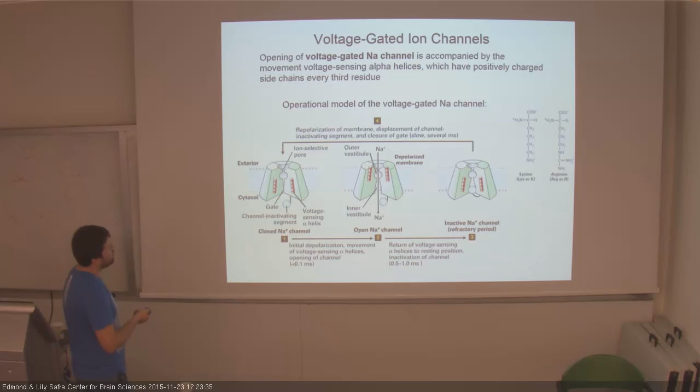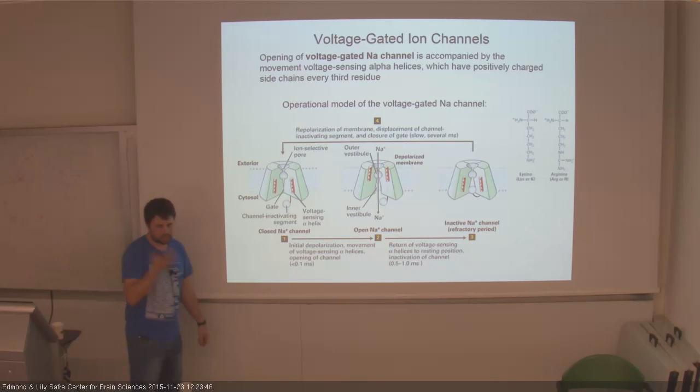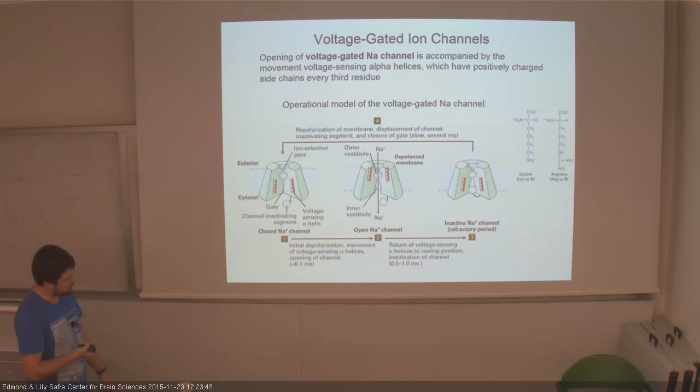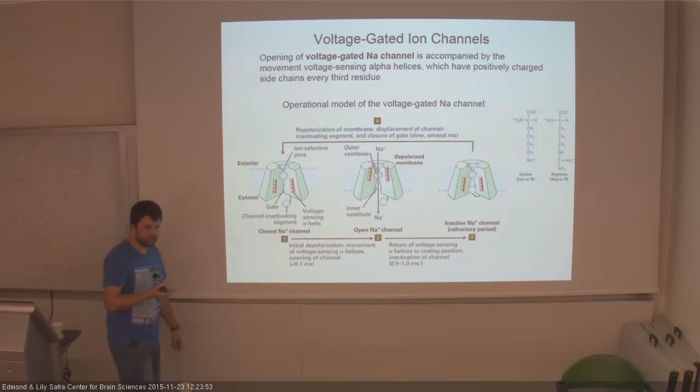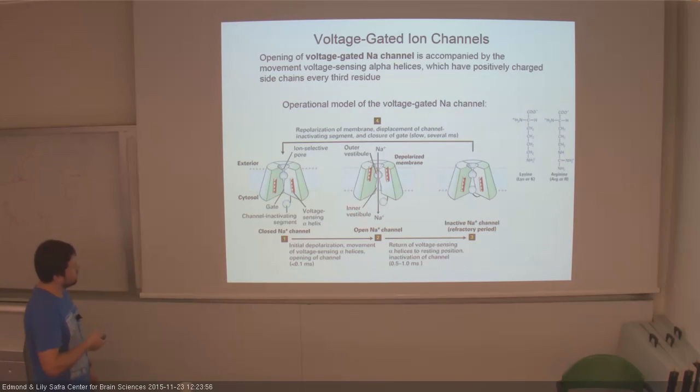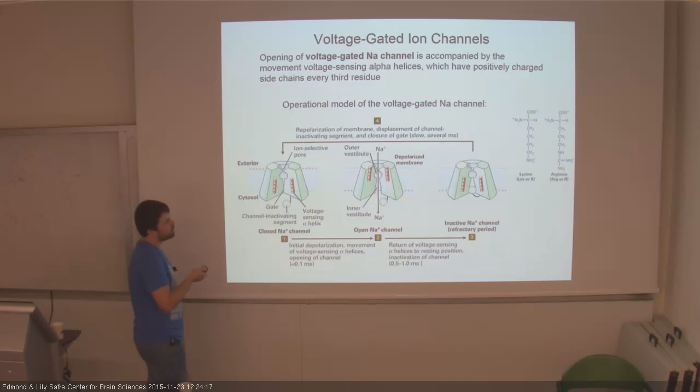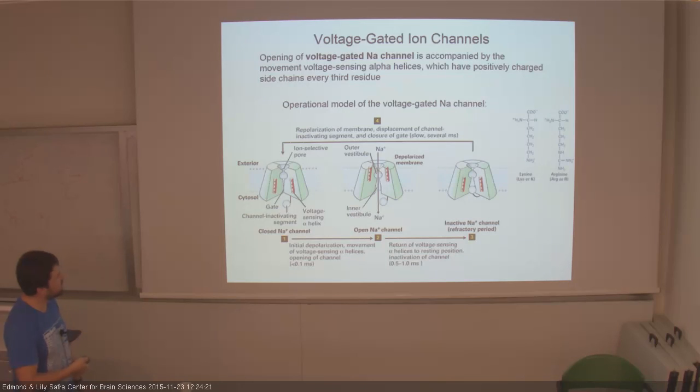So once the membrane gets depolarized, these will get repulsed. In the initial depolarization, it's not that the membrane is crossing to the positive side. If you learned about action potentials, you don't need a positive membrane potential for these channels to open. It's enough to get to about minus 40. Once the membrane gets depolarized, these two helical formations move upwards, attracted towards the extracellular part. The channel undergoes a conformational change, which opens the pore for the entrance of sodium.